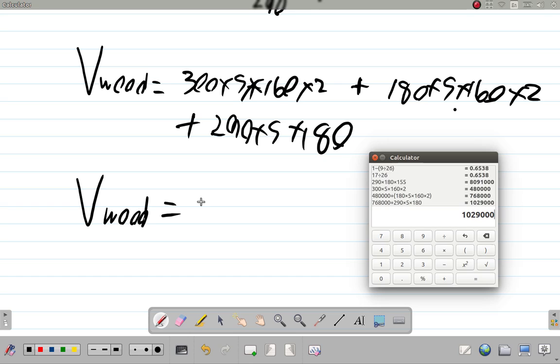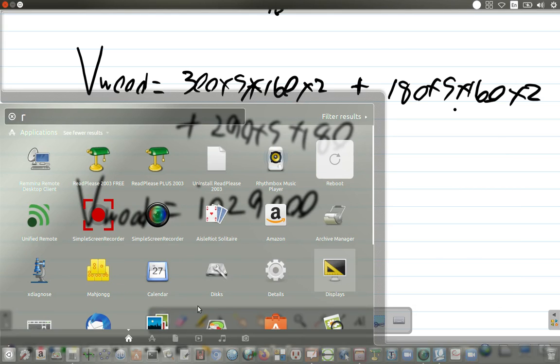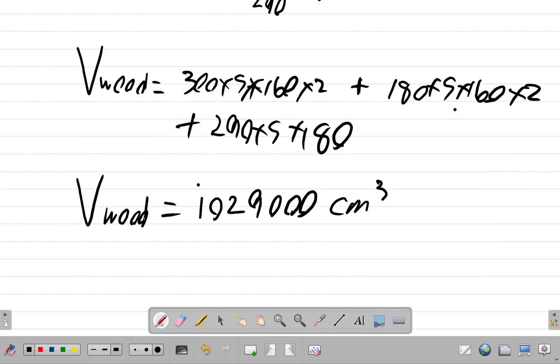1,029,000. Now let me look back on it to make sure. 1,029,000, right? Centimeter cube. So you see that, alright? The volume of wood. That would be it.